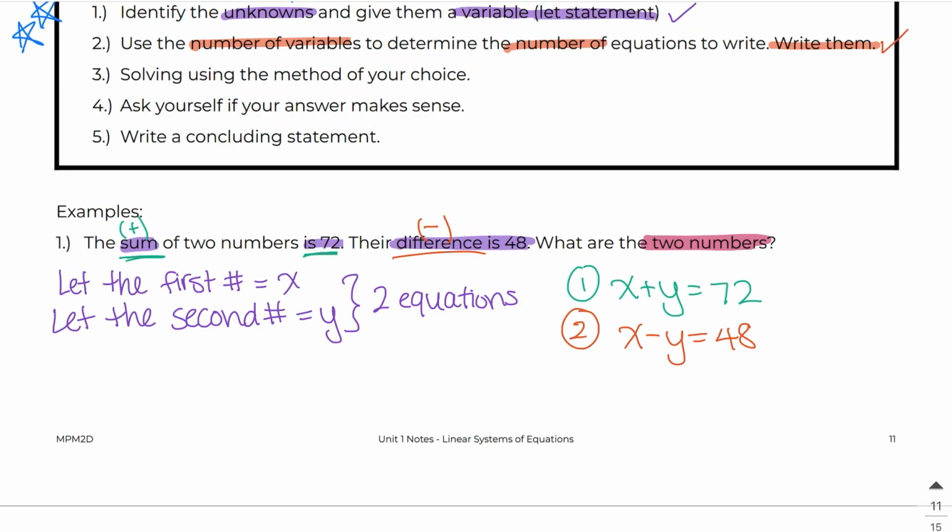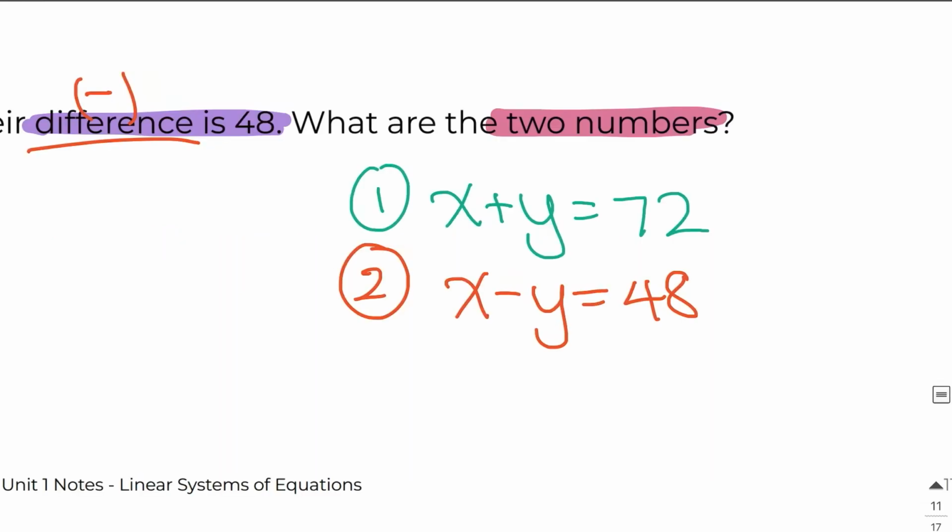Now, step 3 says to solve the equations using the method of your choice. So here I've got 3 choices. I can use substitution, elimination, or graphing. I don't want to graph because I don't have a graph here. So I'm going to try to do substitution or elimination. For this, both are quite easy. I'm actually going to do elimination because I can see that I have a positive y here and a negative y. So when I add those together, they'll cancel out. So I'm going to add these together. I'm going to use elimination.